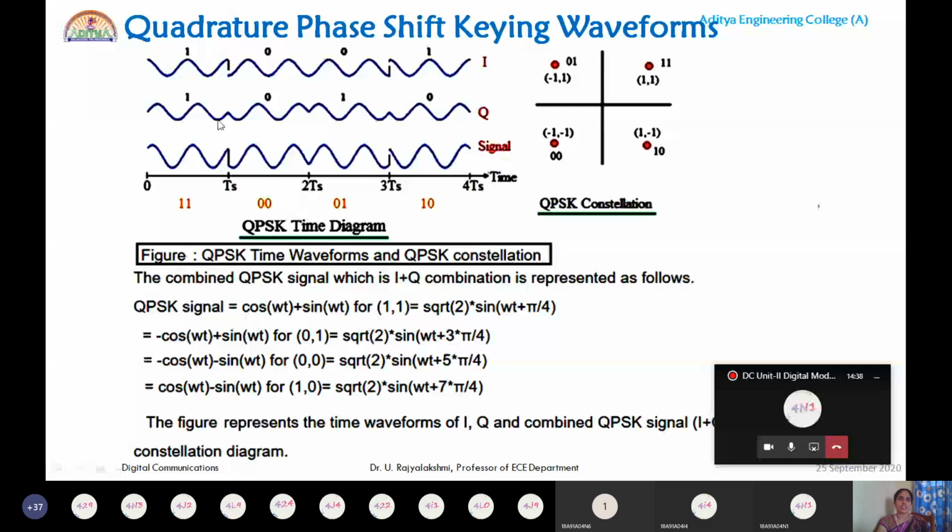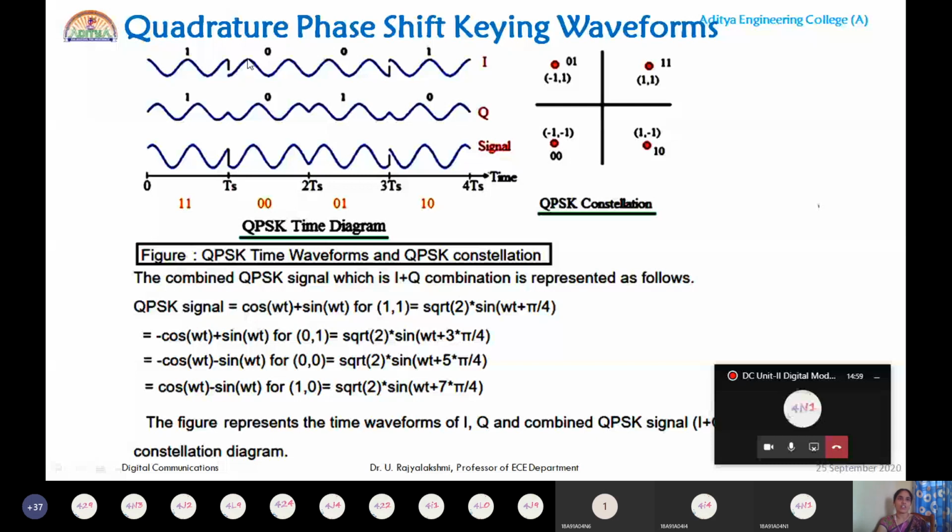Now, the second one is 0, 0. So where is 0, 0? That is, the magnitudes are -1 and -1. So that means minus cos omega c t, minus sin omega c t. So you should represent minus cos omega c t and minus sin omega c t. This is cos, and minus will be the inverted form of 1.